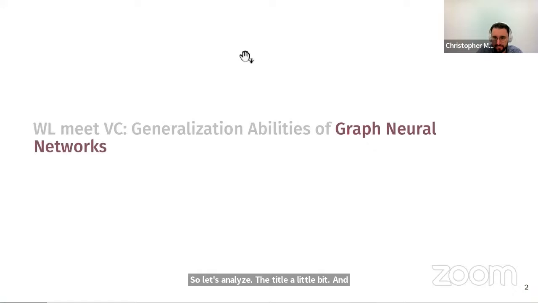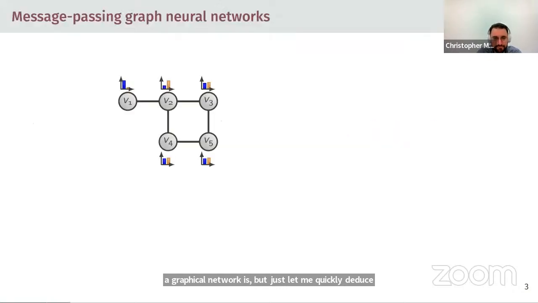And let me maybe start with graph neural networks. Of course, I'm here at LoG and everybody knows what a graph neural network is, but just let me quickly introduce it to set the scene and also introduce some notation.